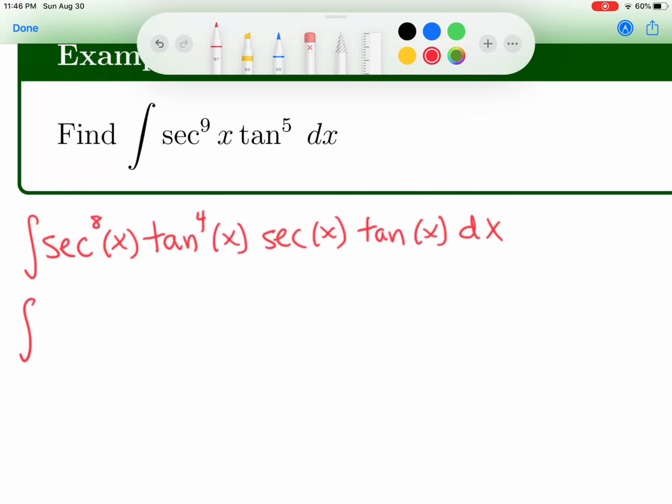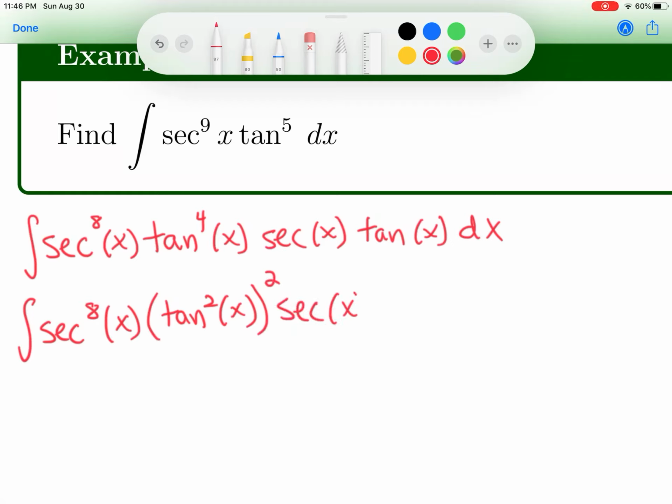How can I do that? Super simple. Let's play around with the powers. So I'm going to do another line here. So once again, we have secant to the 8th. Let's rewrite this as tangent squared, squared. And then I'll copy the rest of my stuff down over here. Okay, so now that I can visibly see that I have tangent squared, I can use my identity. And we're going to go ahead and do that right now. So we have secant to the 8th.